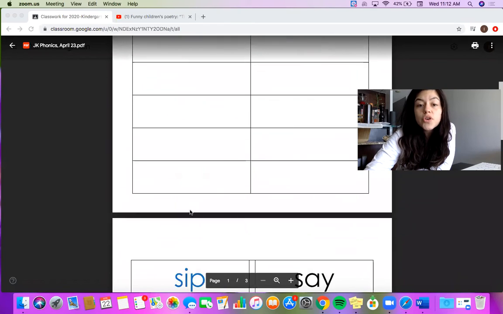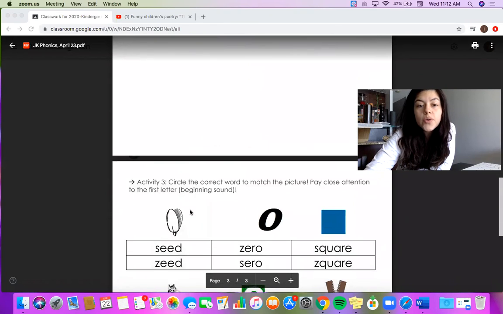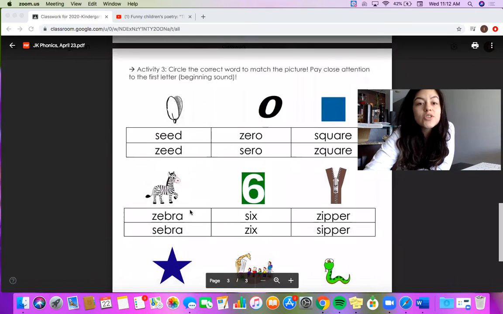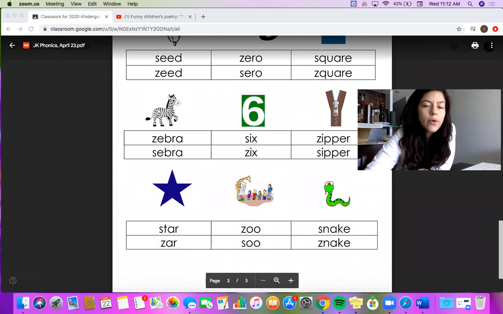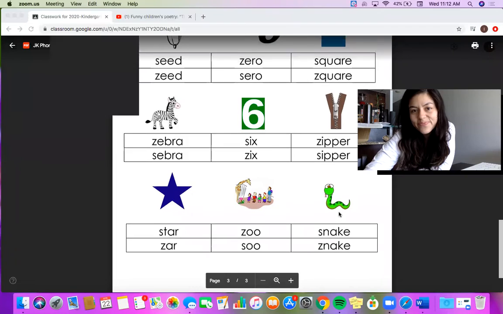Once you're finished with your word sort, you can move on to activity number 3, where you need to circle the right word to match the picture. And we're still just looking for that first letter, the beginning sound. Here we have a seed, square, zebra, zipper, star, zoo, and snake.